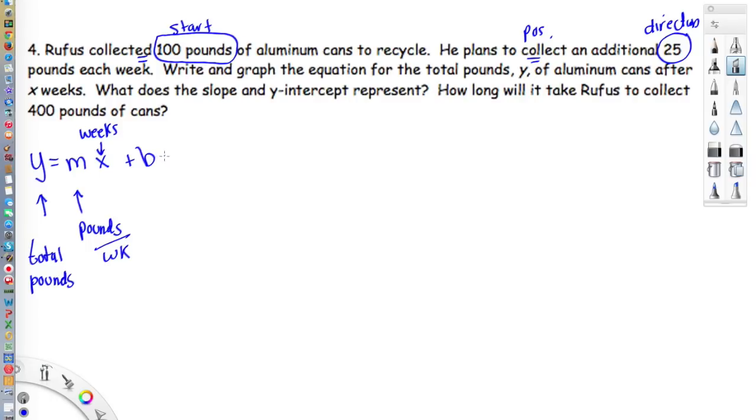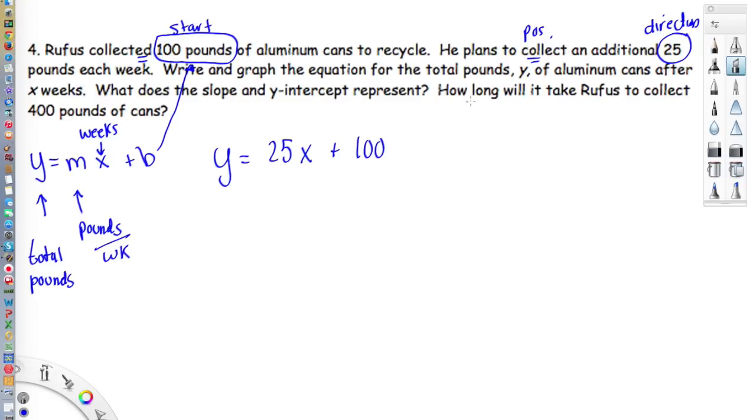And B, okay, we already said that's that right there. That's our starting point, how many pounds of aluminum he starts out with. That's our y-intercept. Well, let's plug away here. So y is equal to 25x. The total pounds of aluminum collected is equal to the 25 pounds that he collects each week plus the 100 pounds that he started out with. So there's our equation for the line.